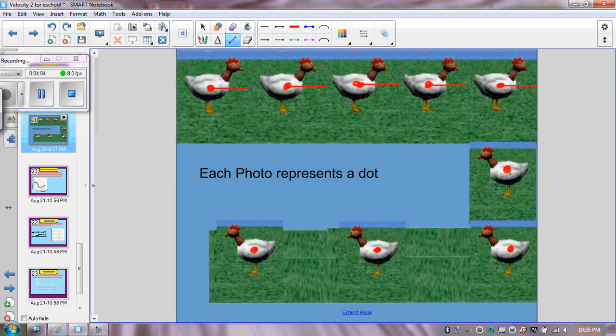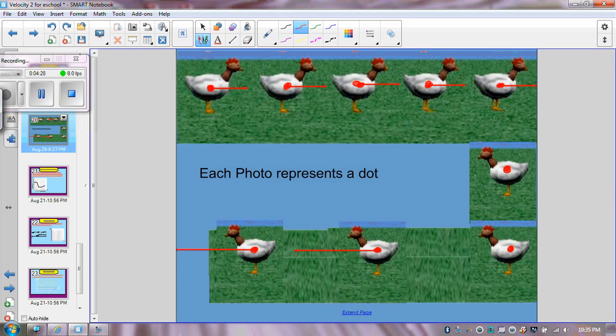Now, I'm not going to draw an arrow on this spot or on this spot because the object, the chicken, was at rest. The chicken doesn't start moving until right here. And notice I'm going to make the arrows longer here and here, and I'm going to go off the page a little bit, but you get the idea.